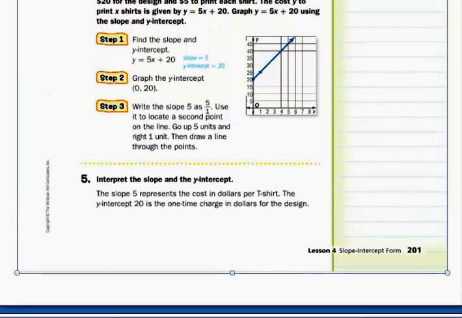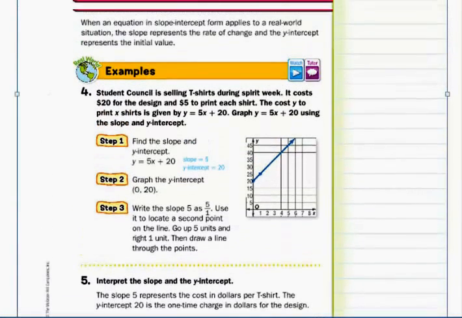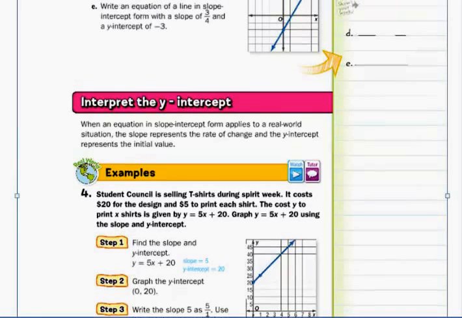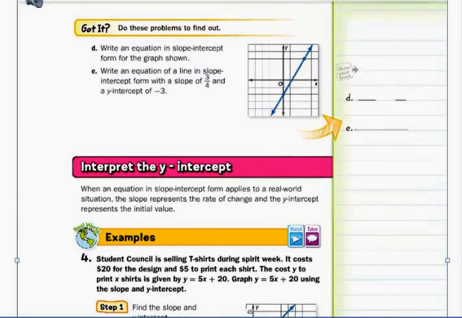And of course it went a little far. Okay, so let's try these. Under got it. So pause it and try D and E. All right, back with me.